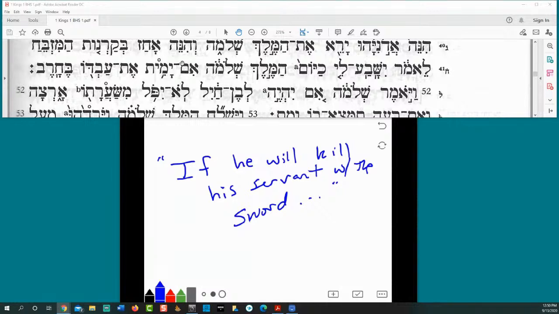This is the way these oath formulas go. And what's meant here, notice it just stops. If he will kill his servant with a sword, nothing else. They don't write what the curse is, but that's what's going on here. So they're saying essentially, if he will kill his servant with the sword, may bad things happen to him. May he be accursed, whatever.